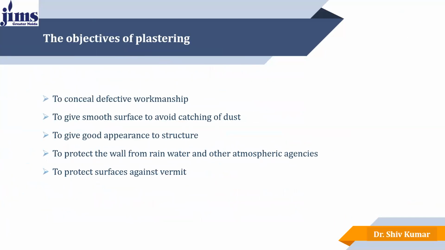The next is the objective of plastering. Why is plastering needed? Just to conceal the defects of workmanship, to give a good appearance, to protect the wall from rainwater and other atmospheric agencies, to protect the surface against vermin, to smoothen the surface, and to avoid catching of dust. So these are the basic objectives. That's why we are using mortar as a plastering material.